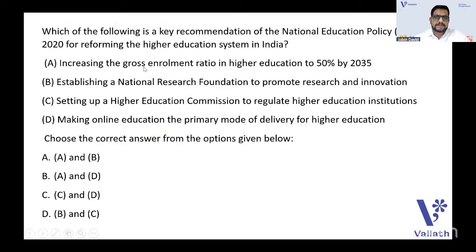Like elimination of options, you can do that. Okay, you're thinking it is answer A. We'll go with option A, that is A and B. C, D option definitely you can eliminate, because making online education the primary mode of delivery of higher education is not right. So B and C easily you can eliminate. Then you should think of setting up a higher education commission to regulate higher education institutions. It's not a higher education commission; the higher education regulatory commission is there to regulate the higher education institutions.